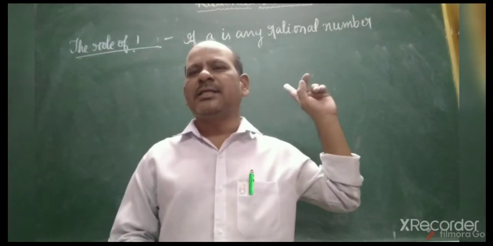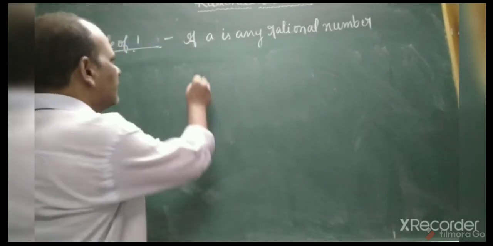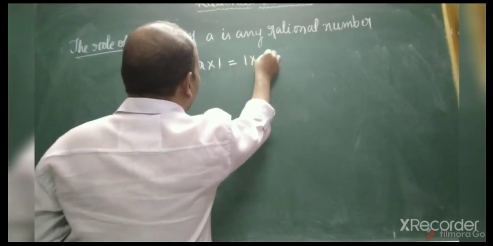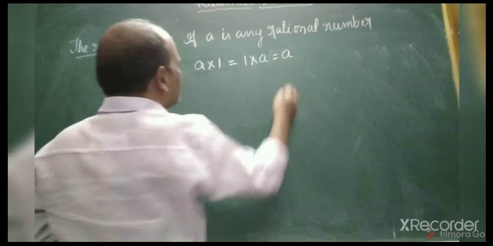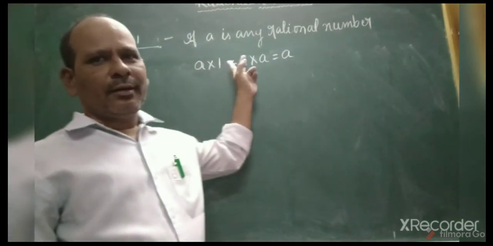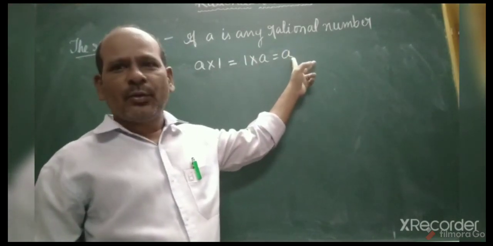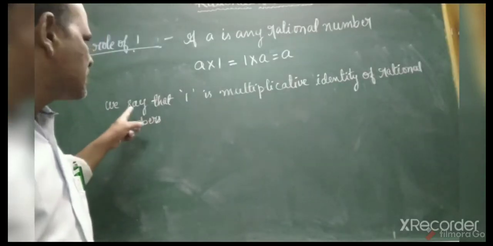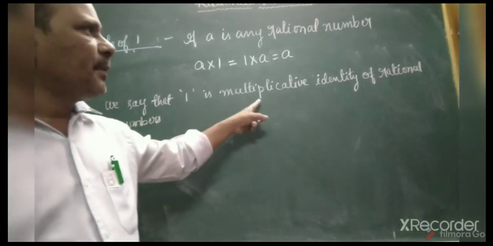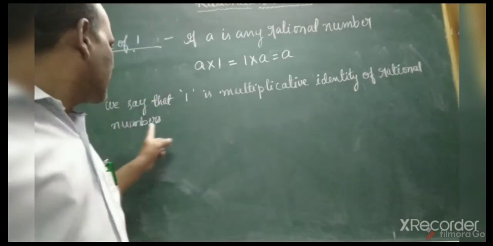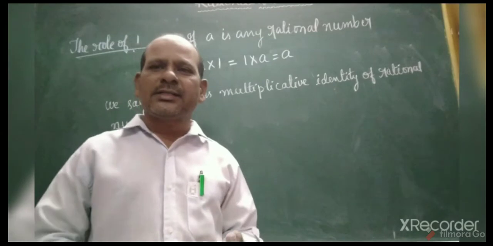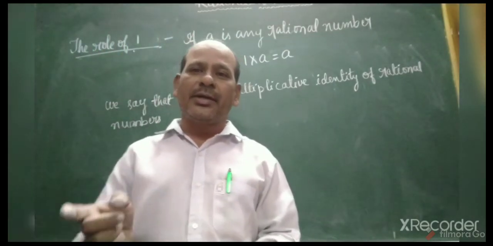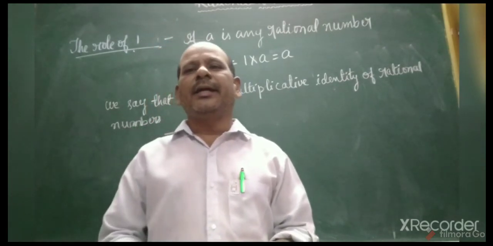Say, for example, A is any rational number, then A into 1 or 1 into A, you are getting the same answer A. Identity means the same answer is coming again. So, we say that 1 is the multiplicative identity of rational numbers. It is the multiplicative identity of whole numbers and natural numbers also.